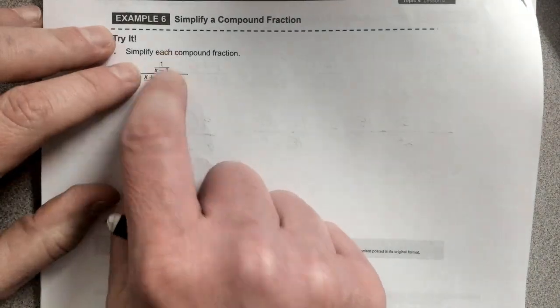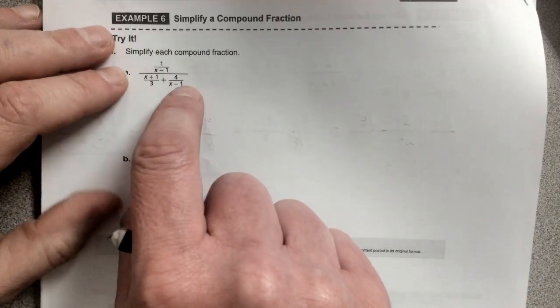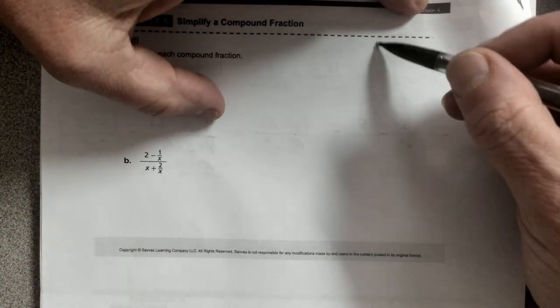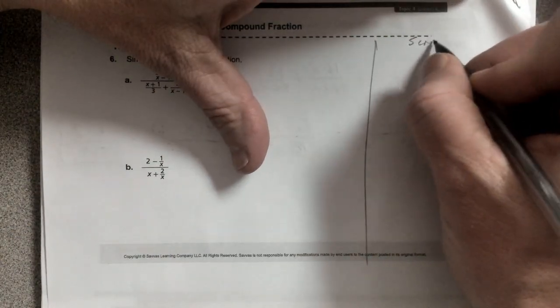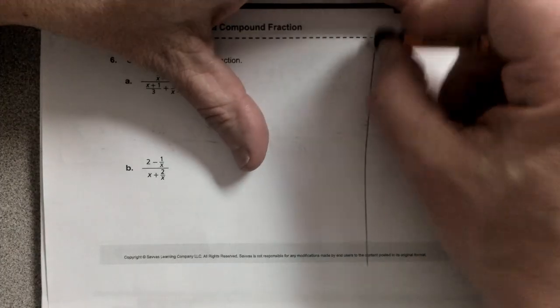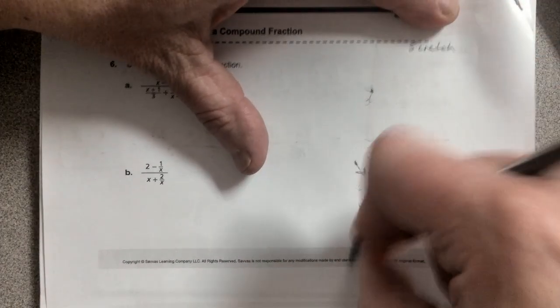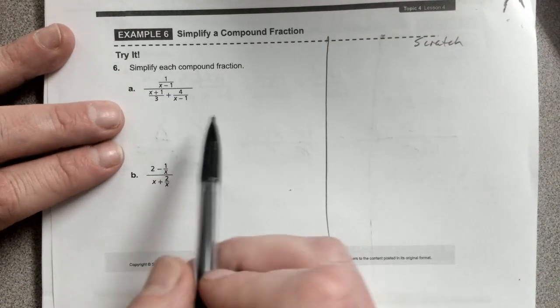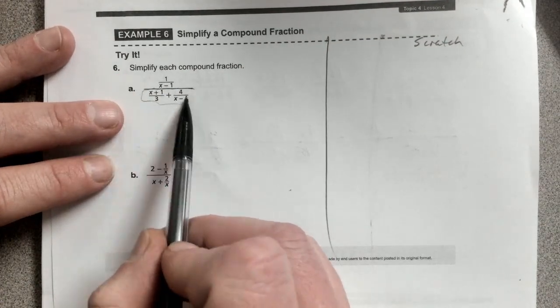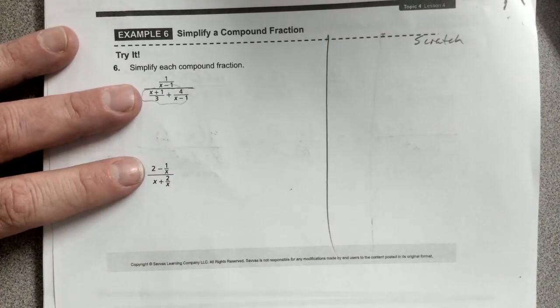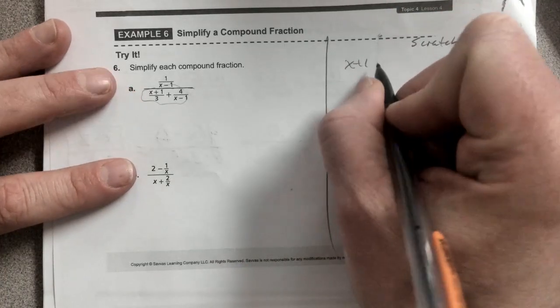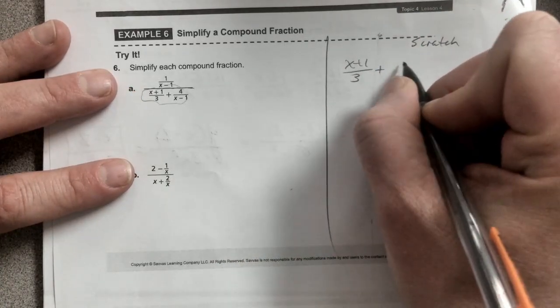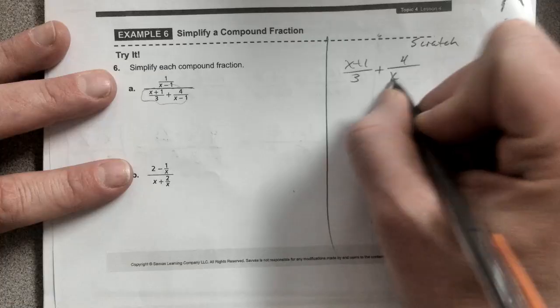So I have a fraction divided by a fraction plus a fraction. Over here on my scratch work, I want to add these two fractions from the original denominator: x plus 1 over 3 plus 4 over x minus 1.